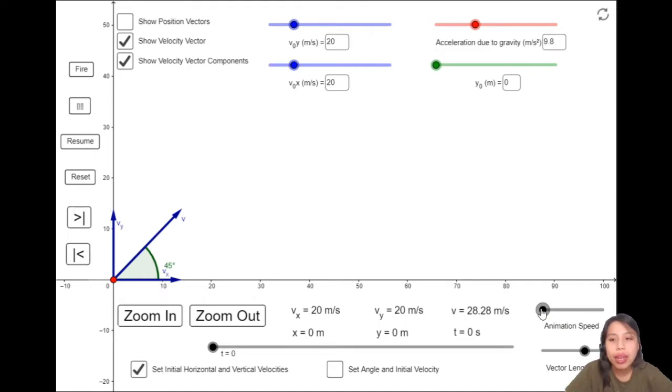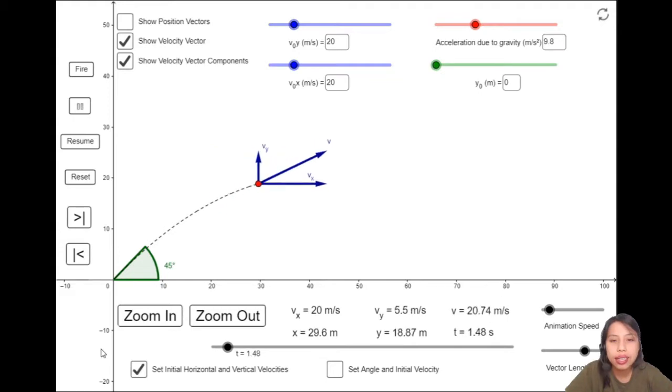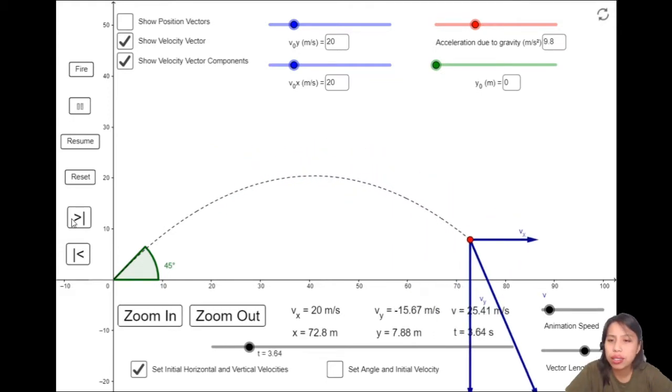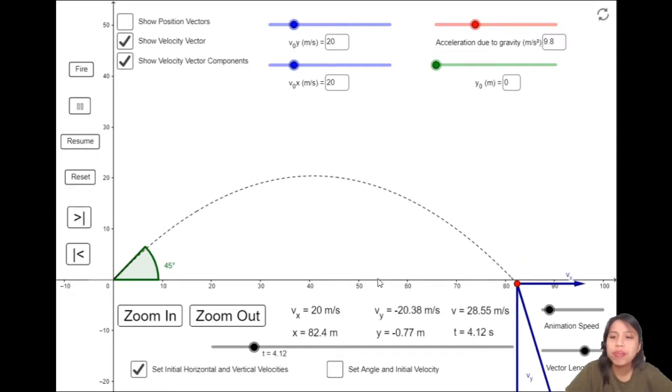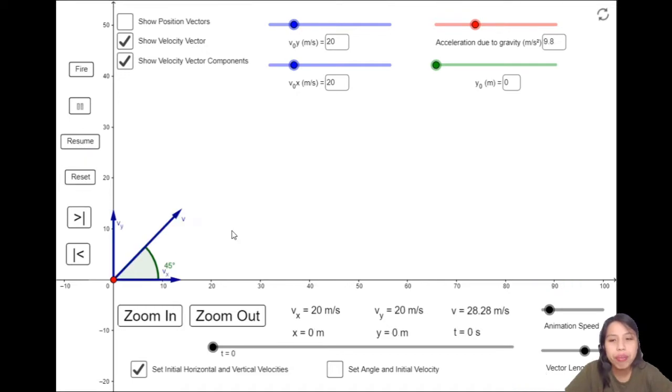First one, I want you to pay close attention to what happens to vx. Vx is this one, so pay close attention to the length of it. Let's fire. Is it changing length? Is it getting shorter? Is it getting longer? Oh, look! Vx is not changing at all. Write that down as a note for observation. We're trying to be scientists here.